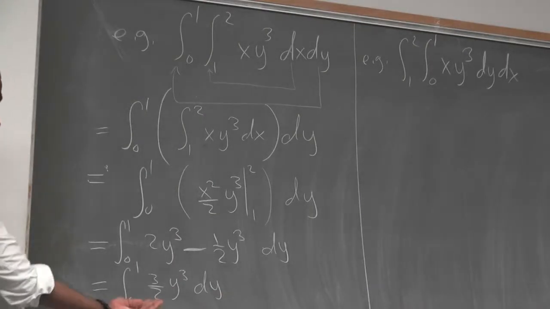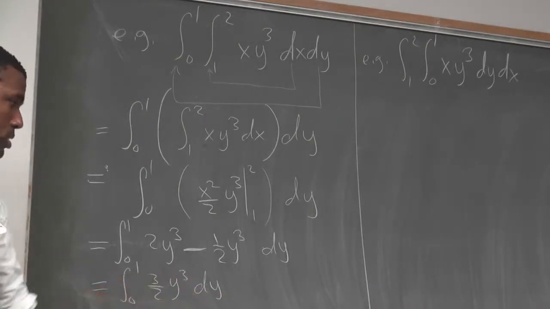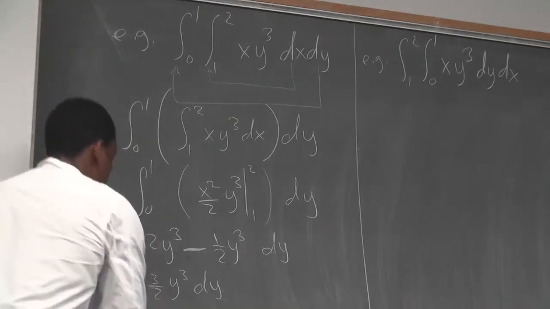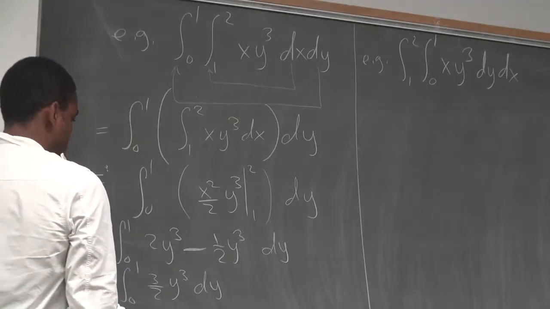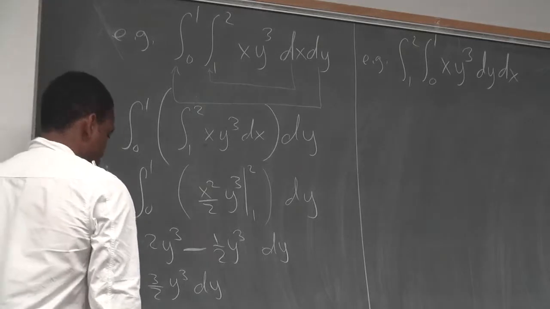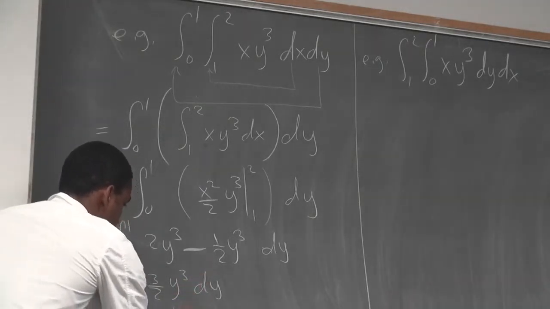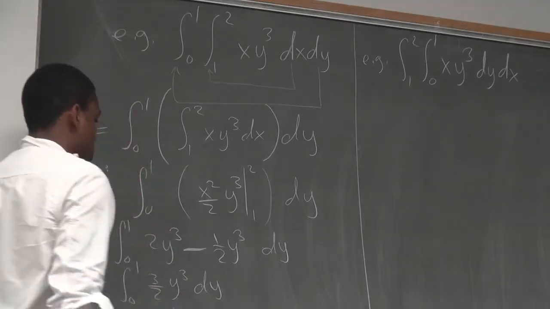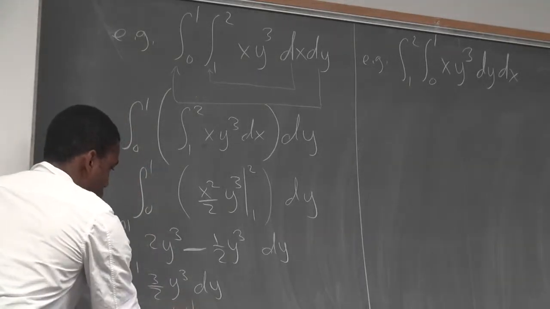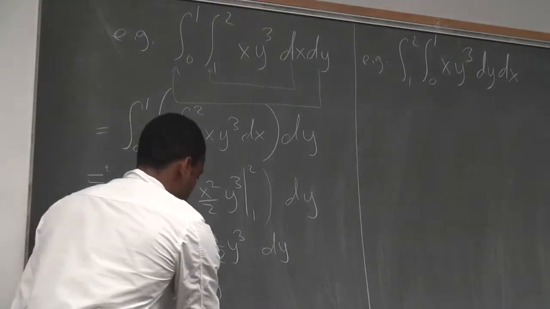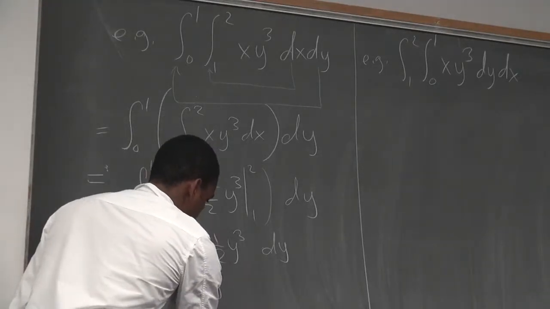And so now you only have a function of y, the integral dy. So you integrate that. What's the integral of that? Y to the 4 over 4. Y to the 4th over 4. So we get 3 over 8 y to the 4th, which is evaluated between 0 and 1, which is just going to be 3 over 8.